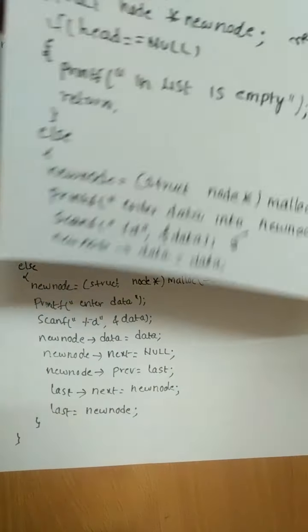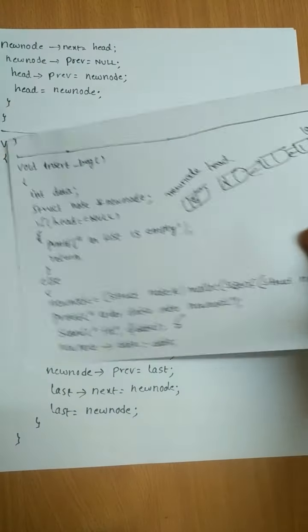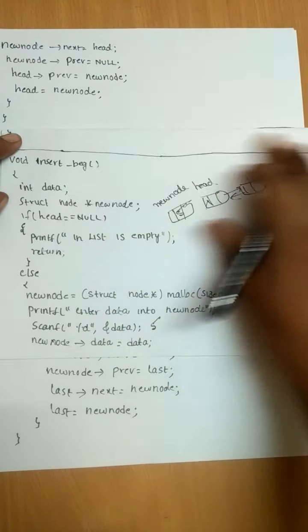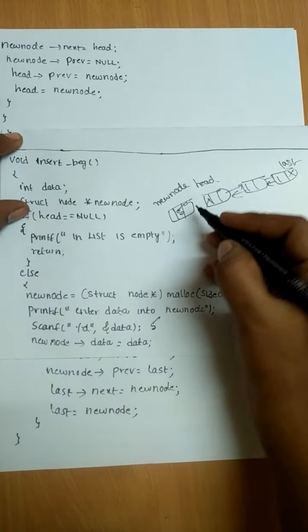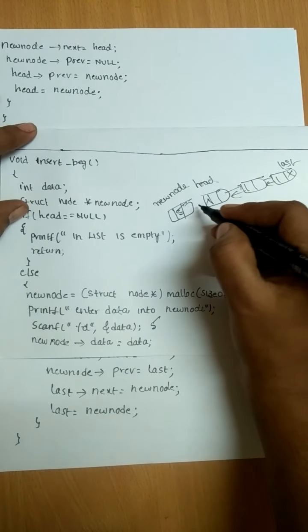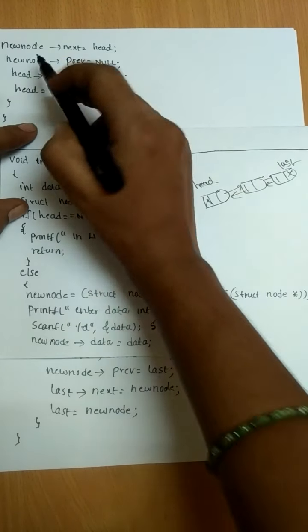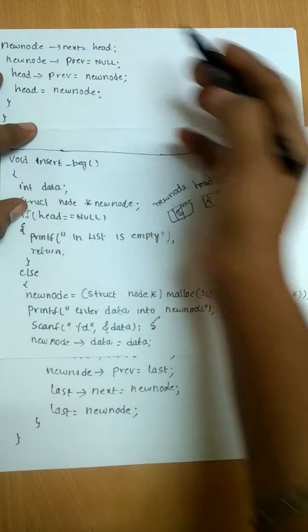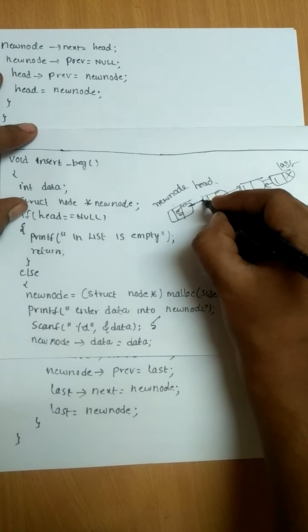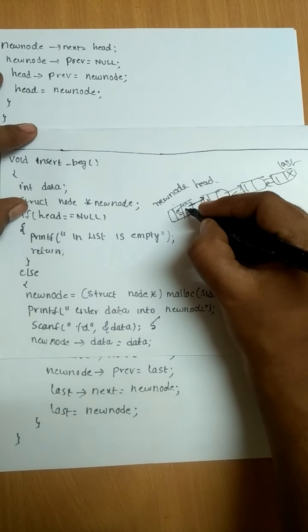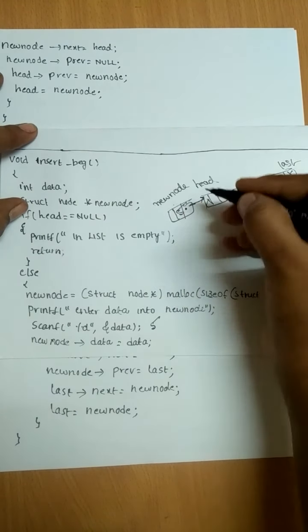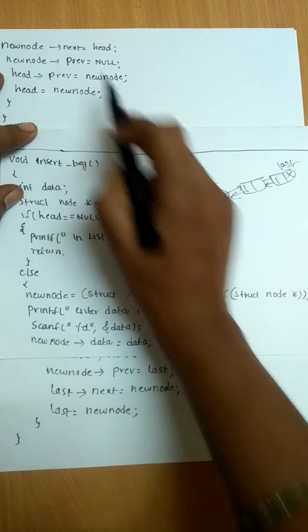Now what is the next step? What we have to do actually? We have to make a link between these two nodes and we have to move our head to here. So for that purpose, new node of next equal to head. So place this head address in this new node of next, and if this is the head node, its previous part contains null. So place null in the new node previous.